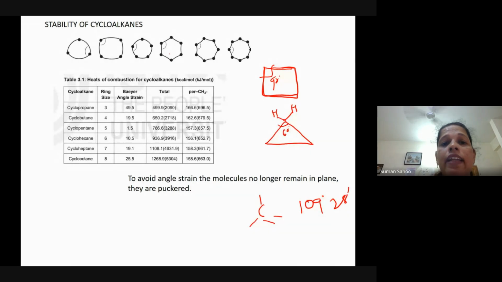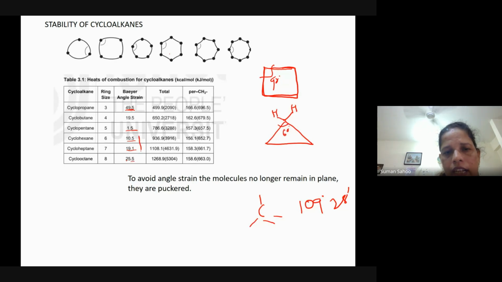So they are in a kind of strain. This strain was put forward by Baeyer, so this is known as Baeyer's angle strain theory. In cyclopropane there is a strain of 49 degrees, and in cyclobutane you have more strain. In cyclopentane there is less strain. Cyclohexane is less, and then cycloheptane and cyclooctane.